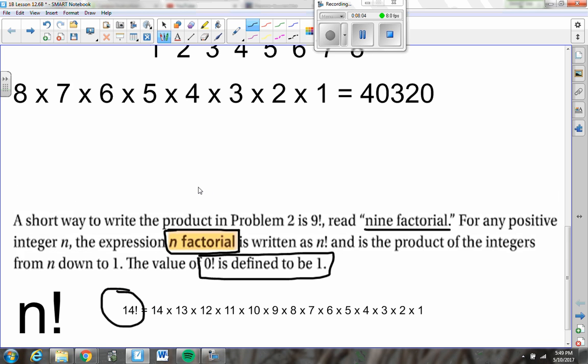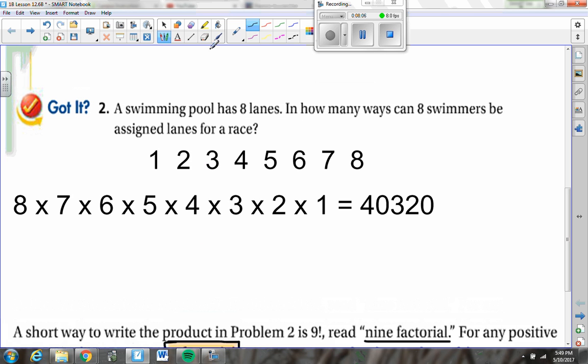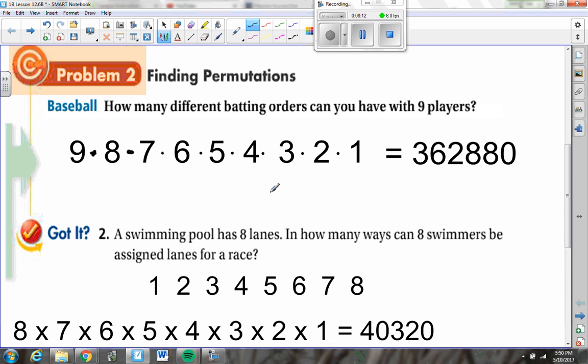So for number 2 that you did about the swimming pools, if you want to write 8 factorial as your answer, I'm fine with that. For this, if you want to write 9 factorial as your answer, I'm fine with that, as long as you can prove to me that you still know how to find it and what that really means.